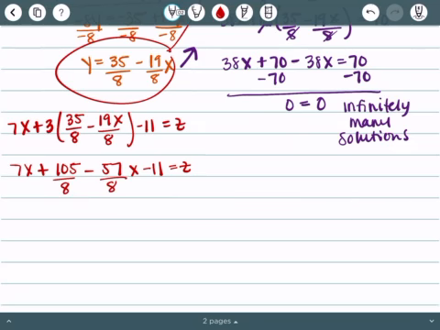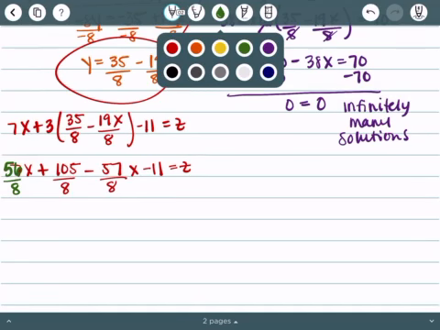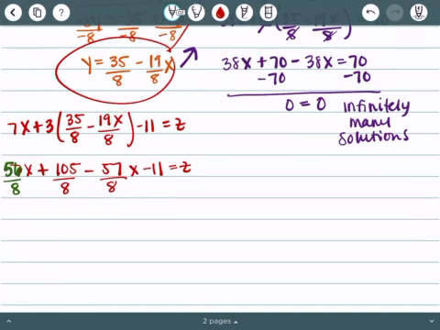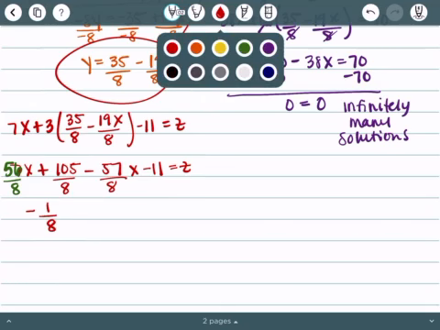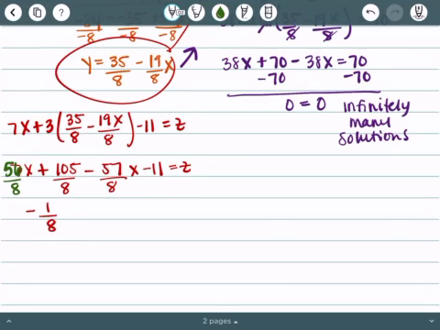I need to make this 8, so I'm just going to write over it. This is going to be 56 eighths, because 56 divided by 8 is 7. So then 56 eighths minus 57 eighths is negative 1/8. I'm going to make this in eighths, and so this is 88 over 8. And 105 minus 88 is 17 over 8. Oh, and this has an x. Plus 17 over 8 equals z.